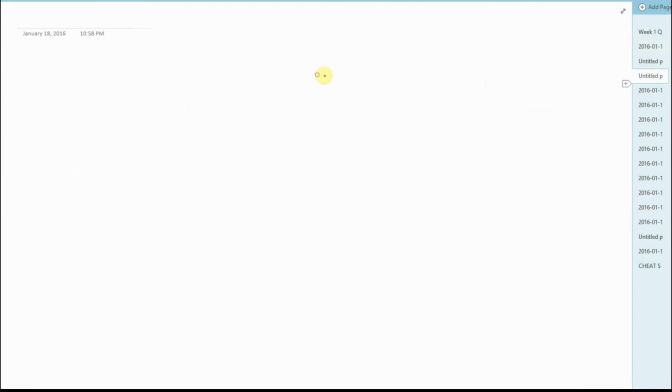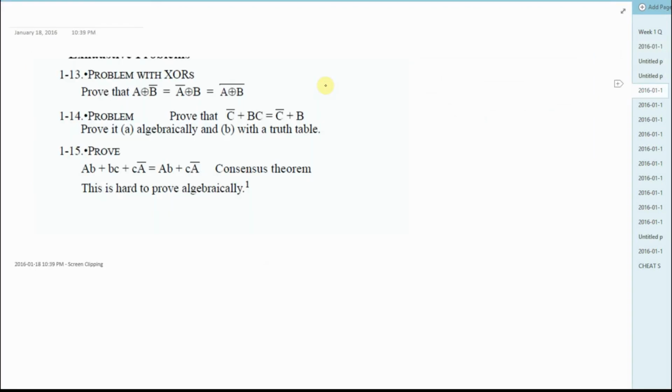Empty page, that's always nice. Another one, that's awesome. Alright, problem with XORs. I'll cover this in the next video.